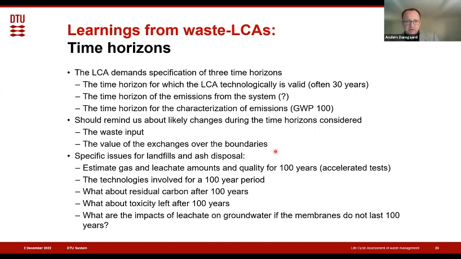And then especially if we talk landfills and ash disposal, it's important to consider that gas and leachate amounts and the quality will change a lot over time. We'll have a lot of gas in the early phase, and then it will slowly taper down as more and more of the material has been converted. And that, of course, means that if we just assume a linear or a constant amount of gas production, we will overestimate the impact in the late stages and underestimate the early stages. So this is where it's important to actually understand what's going on in our landfills and whether we can capture this.